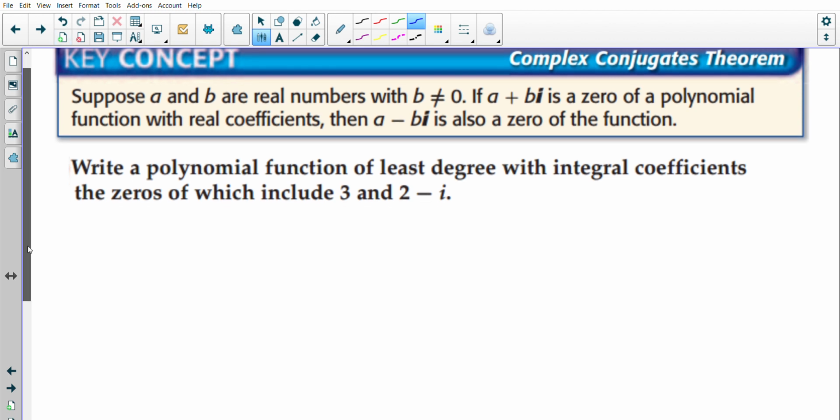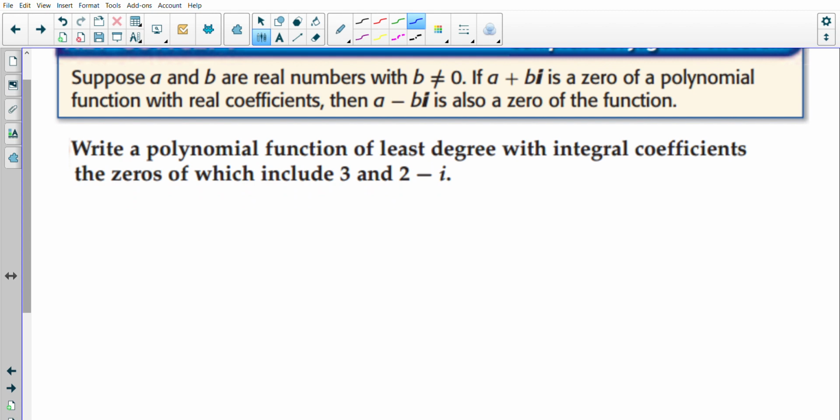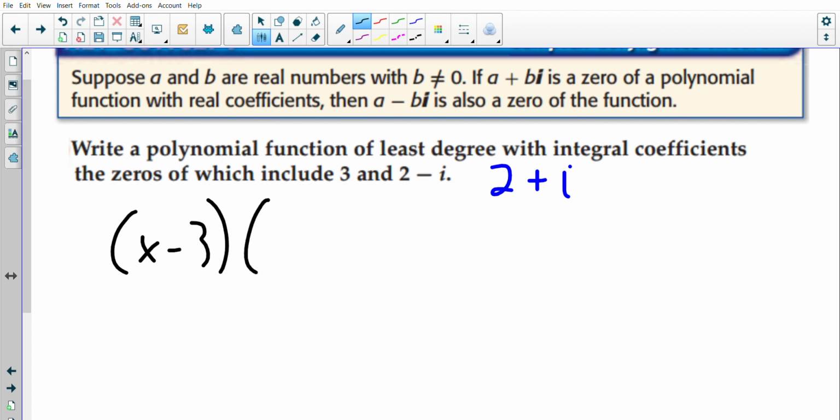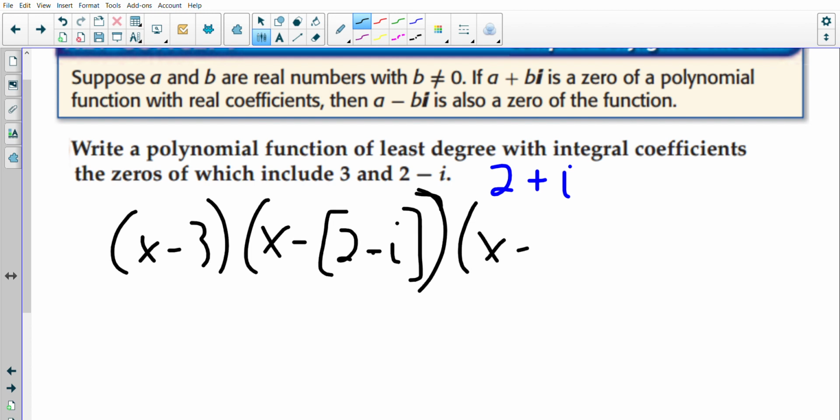So they give us, write a polynomial function of least degree with integral coefficients. They give us 3 and 2 minus I. So if 2 minus I is a zero, then 2 plus I must be one. So we can make these into 3 different factors. So we have x minus 3. We would have x minus 2 minus I. And we'd have x minus, minus 2 plus I.